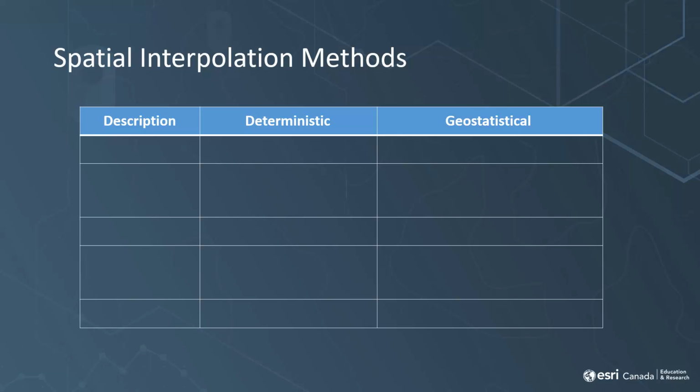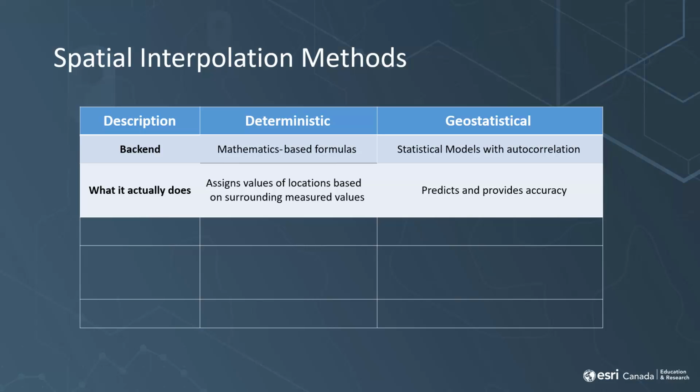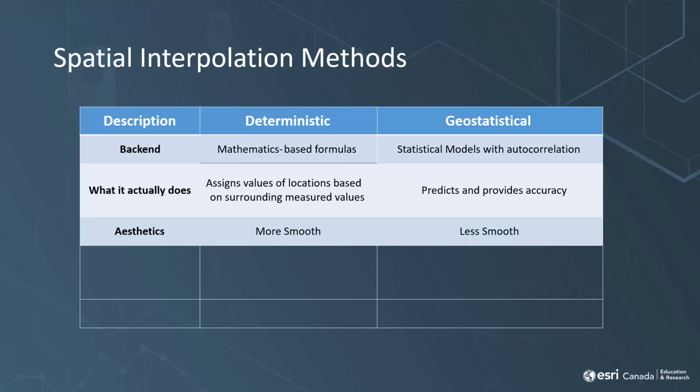In spatial interpolation, there are two types of techniques, deterministic and geostatistical. The differences are the following. Backend, deterministic uses mathematics-based formulas, whereas geostatistical uses statistical models with spatial autocorrelation. What it actually does is that deterministic assigns values to locations based on surrounding measured values, whereas geostatistical predicts and provides accuracy. As for aesthetics, deterministic are smooth, whereas geostatistical are less so.